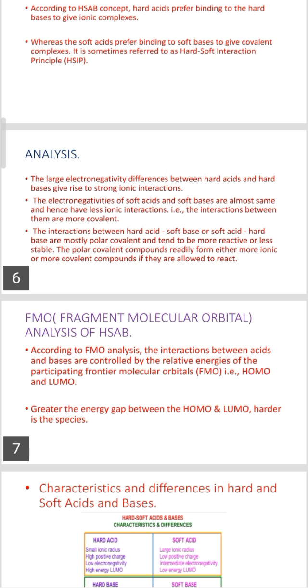So one of the things is that there are large electronegativity differences between the hard acid and hard base, which makes this happen. The next one is that the electronegativities of soft acid and soft base are almost the same, proximate, and hence have less ionic interaction. That is why when soft acid and soft base react, they form covalent interaction.